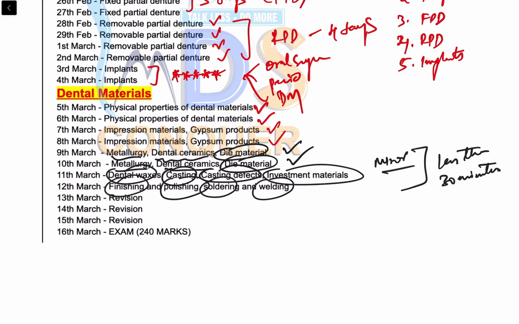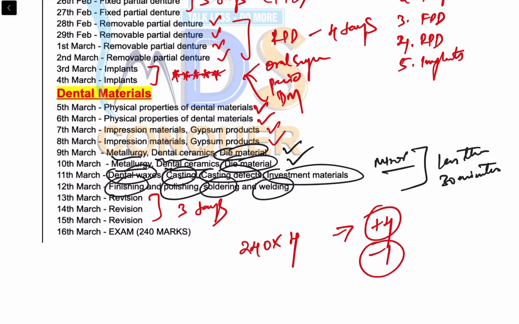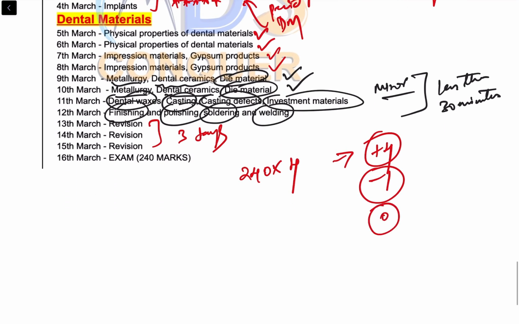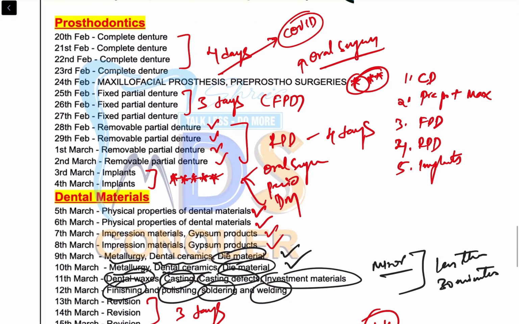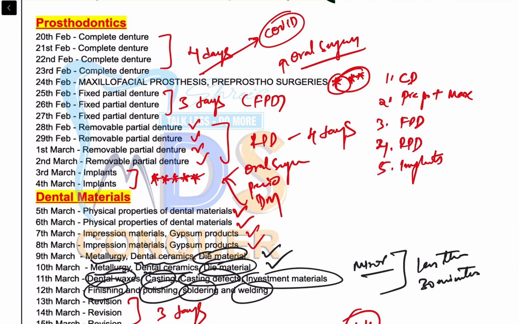So I have planned a 3 days revision for you, and we have a NEET pattern examination of 240 marks. So that is 240 into 4. Every right answer is going to carry +4, and every wrong answer is going to carry -1. An unattempted answer is going to carry 0. So this is a rough plan of action of the Prostho integrated to DM.